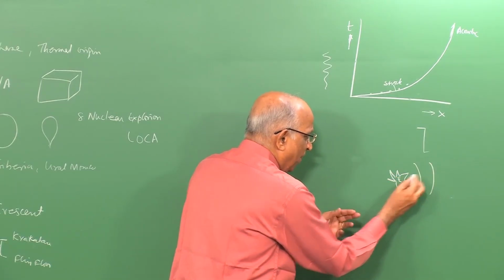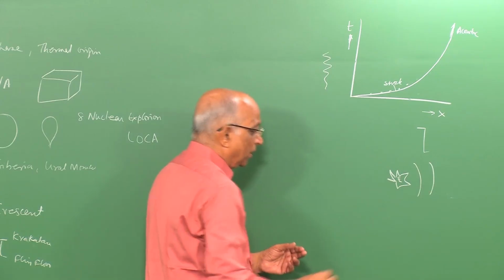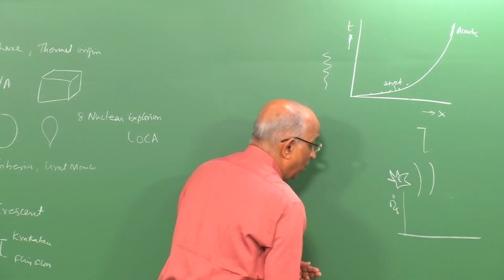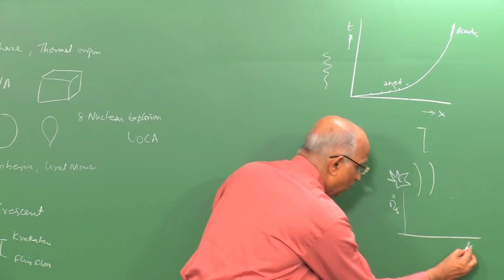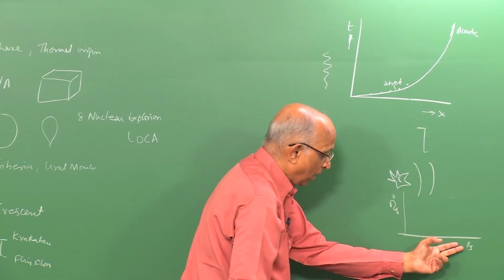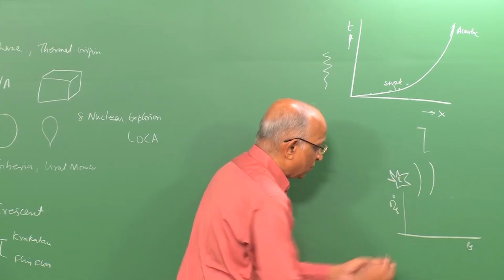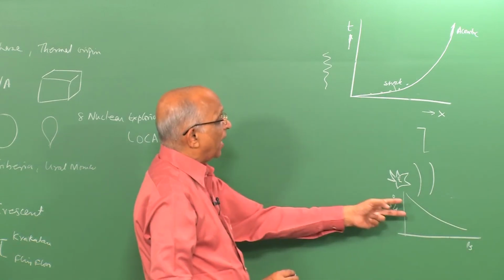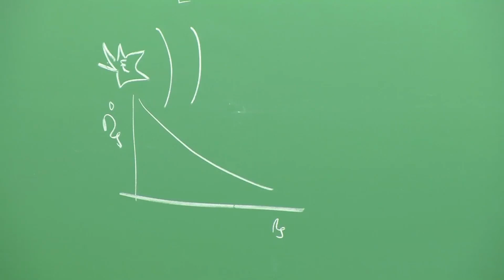The wave front is continually decaying. In other words, if I were to plot the velocity, which we did do, as a function of distance, we said Rs dot goes as a constant into Rs to the power minus 3 by 2. The velocity keeps decaying, the blast wave keeps decaying as the distance proceeds.